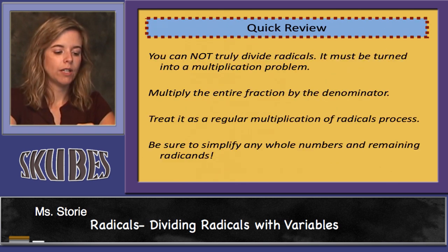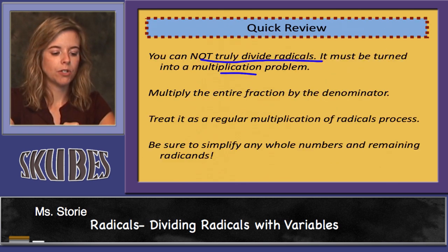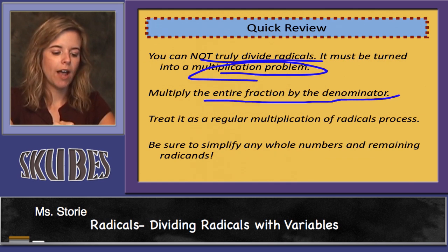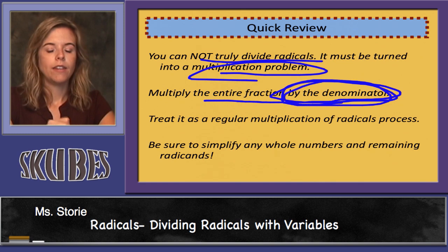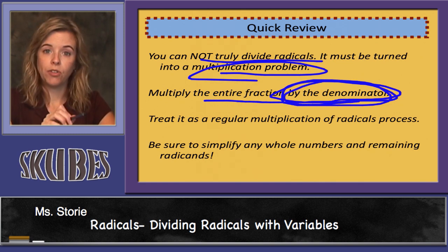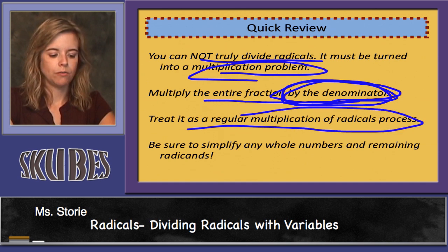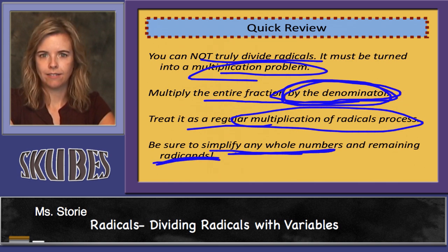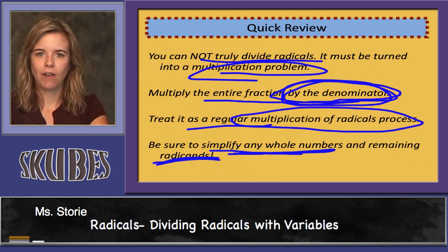Quick review: you cannot truly divide radicals. It must be turned into a multiplication problem. To do that, you're going to multiply the entire fraction by the denominator. The denominator and the numerator both get multiplied by the original denominator. From then on, you treat it as a regular multiplication of radicals process, and be sure to simplify any whole numbers and any remaining radicands. And that's it for our lesson on dividing radicals with variables.